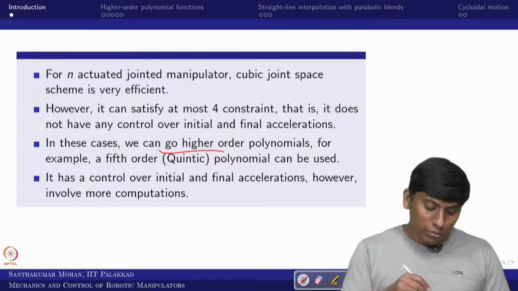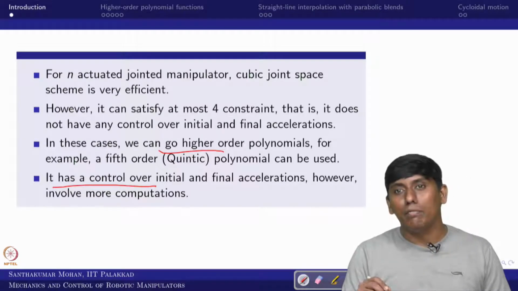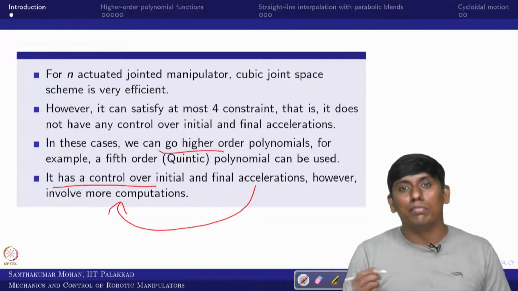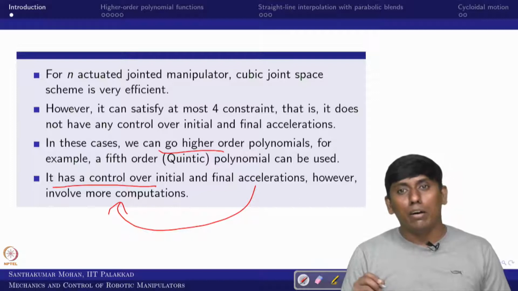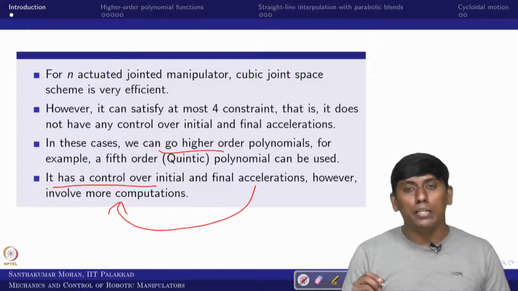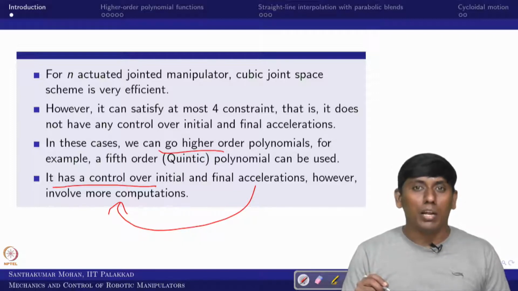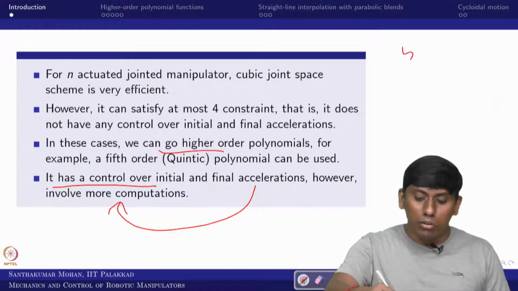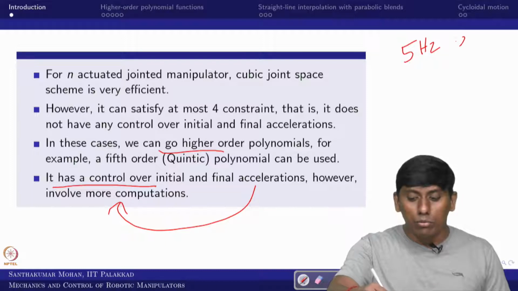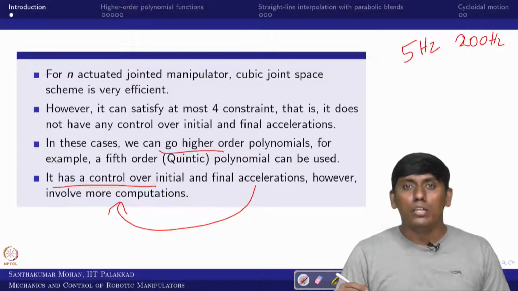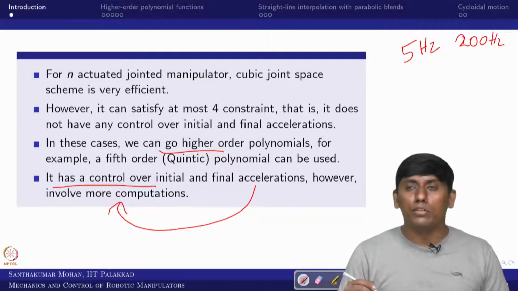So, there is control over the initial and final acceleration, but it comes with some additional burden, namely additional computation. But nowadays we need not bother, because modern computers have high capability, and these computations can be done in a fraction of a second, in milliseconds. Usually a robotic system works at 5 hertz to 200 hertz, or in the other way around, about 5 milliseconds or probably 2 milliseconds to 10 to 50 milliseconds as the speed.